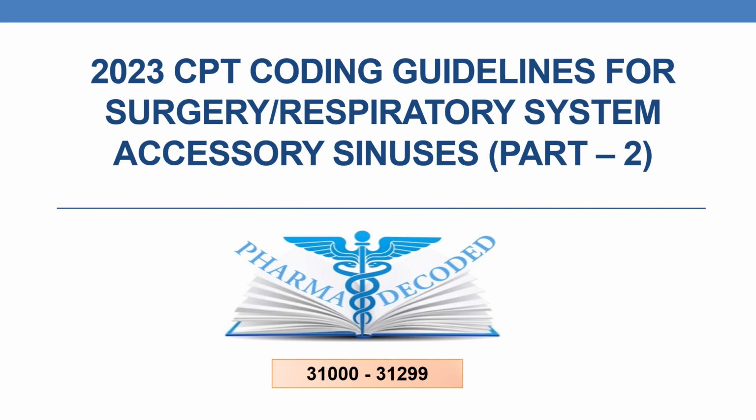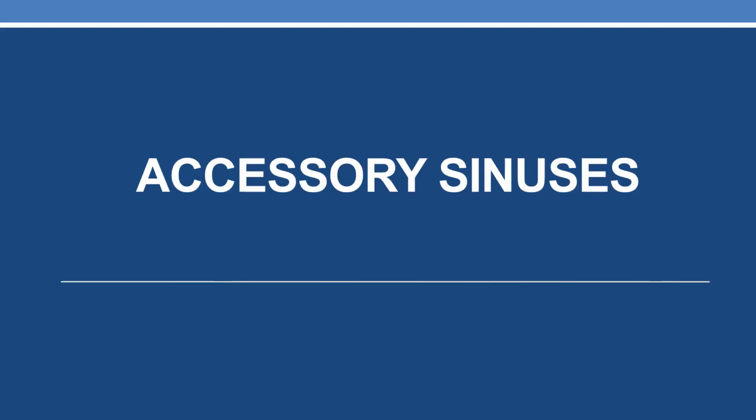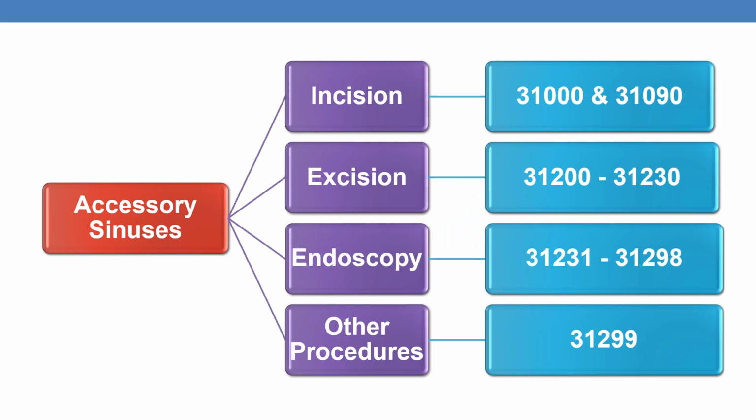Hello everyone, now let us discuss 2023 CPT coding guidelines for surgery respiratory system part 2. In the current session we will be discussing accessory sinuses and the CPT range is 31000 to 31299. Accessory sinuses are again divided into incision, excision, endoscopy and other procedures.